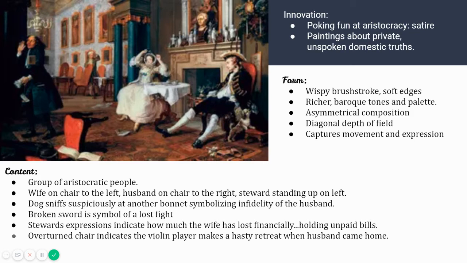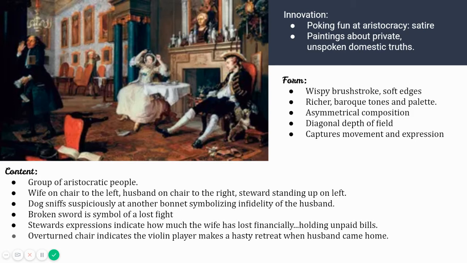What we have here is a small group of aristocratic people. On the chair, we have the wife on the left. To the right of her on the other chair, we have the husband, and standing up in the front, we have the steward. At the bottom right corner by the husband, we have a dog that is suspiciously sniffing at a bonnet that does not belong to the wife. And that symbolizes infidelity of the husband.